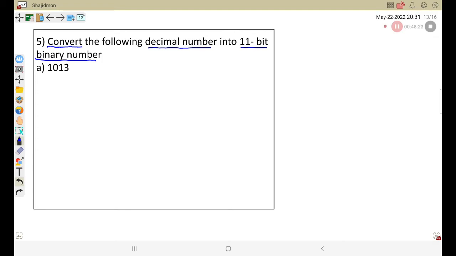So same idea, whatever we did in the previous question. So we will do here 1013 divided by 2, correct?